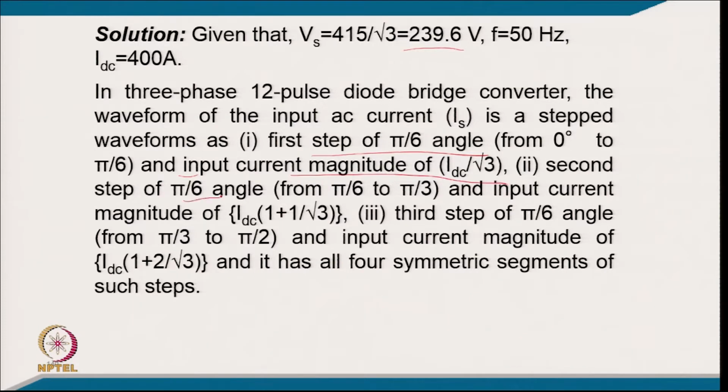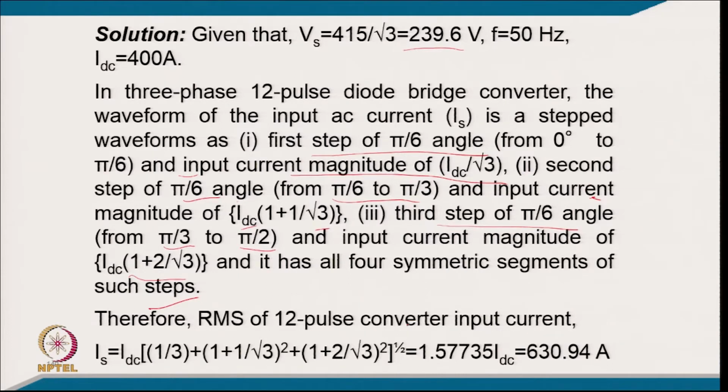and the second step of pi/6 is from pi/6 to pi/3, and the input current magnitude is IDC times (1 plus 1 by root 3), and the third step of pi/6 angle is from pi/3 to pi/2, and the input current magnitude is IDC times (1 plus 2 by root 3), and it has all 4 symmetric segments of such steps.